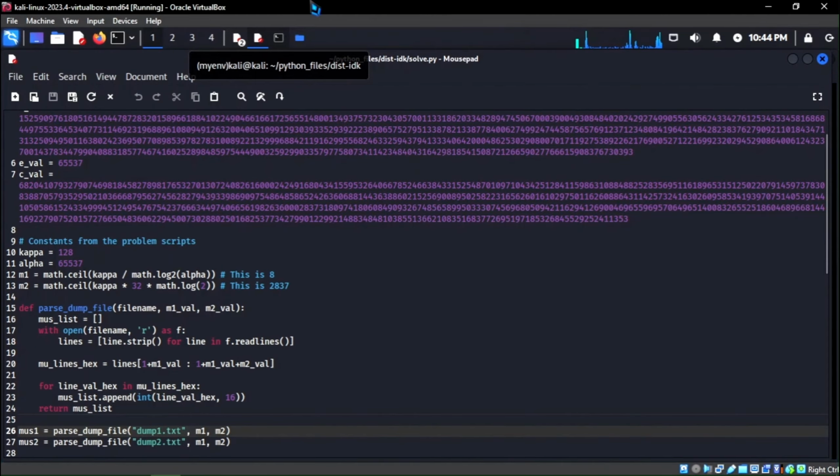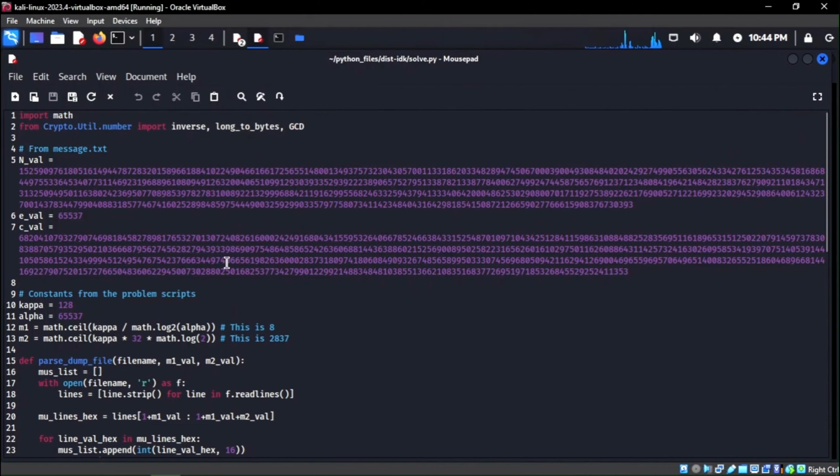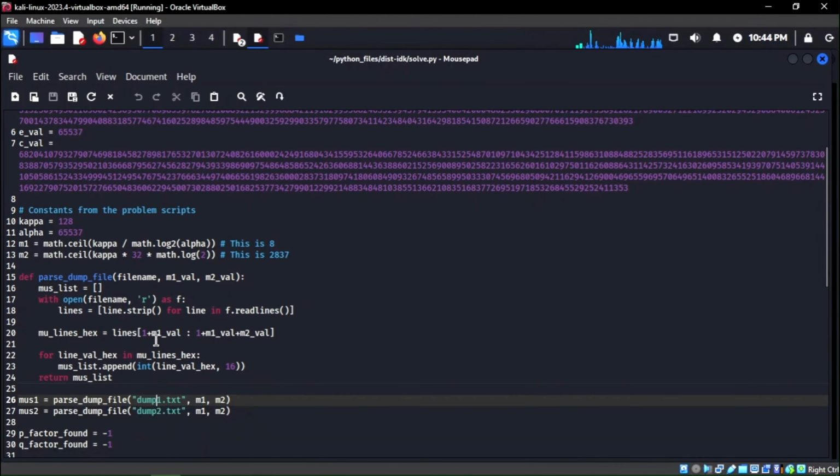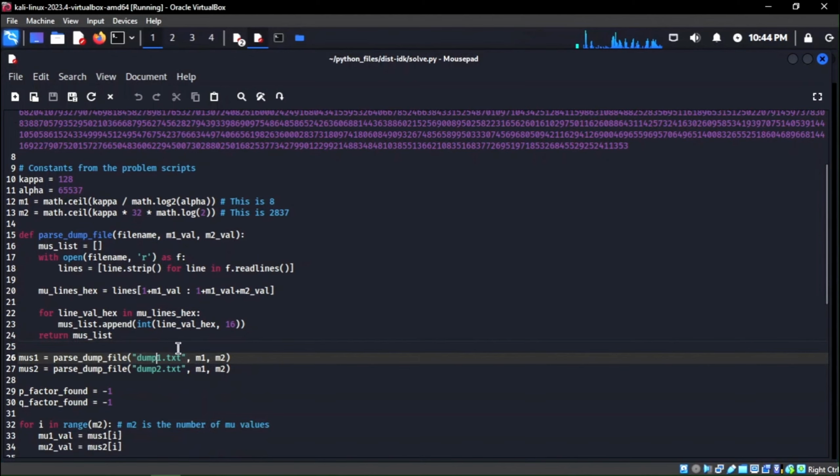So here is the solution script. First, it reads all the mu values from dump1.txt and dump2.txt. It skips the first 9 lines because they are the same in each file.